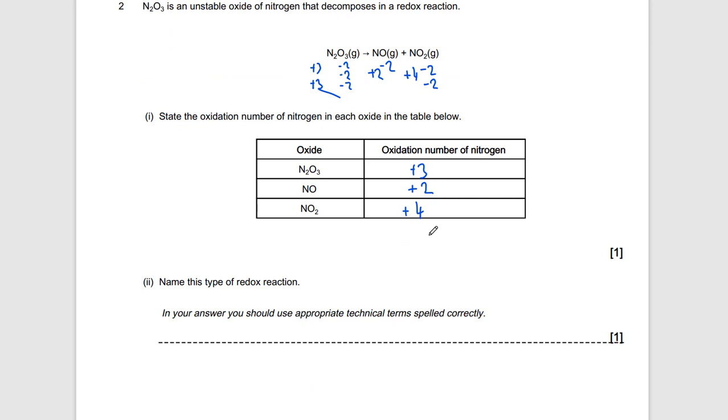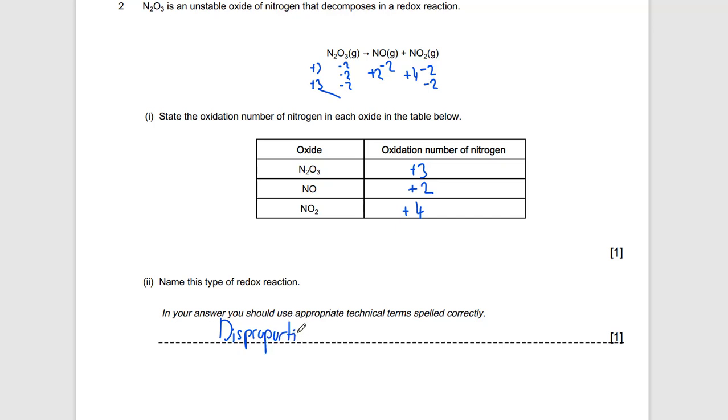And of course, name the type of redox reaction. We're going from +3 to +2 and +3 to +4 in the same reaction. So we have oxidation and reduction happening in the same reaction. Therefore, it is a disproportionation reaction.